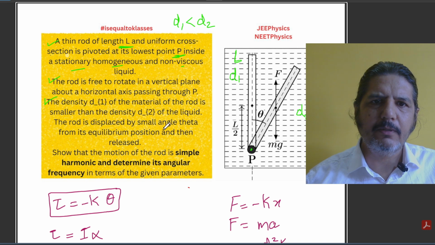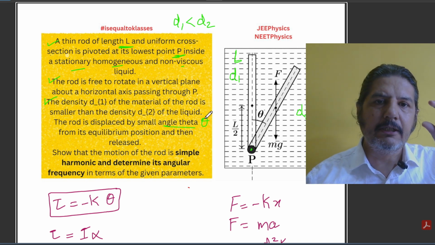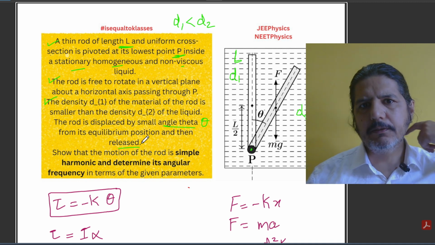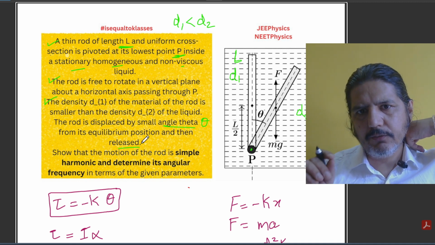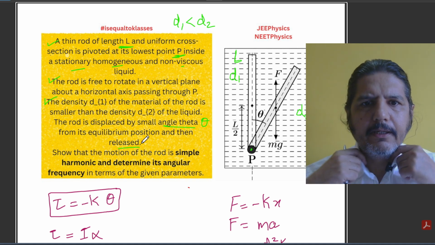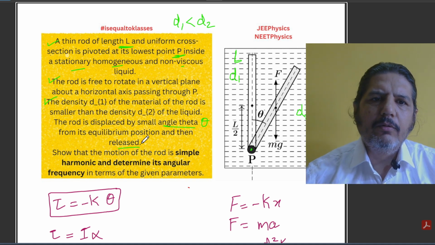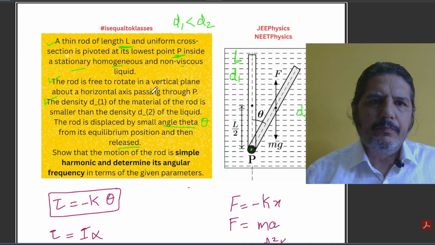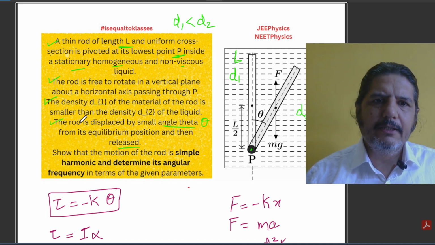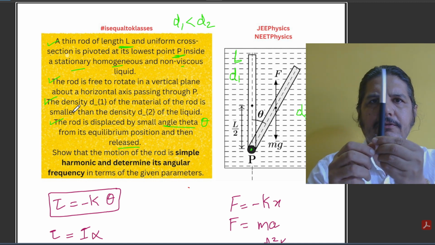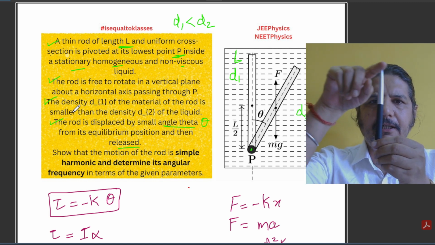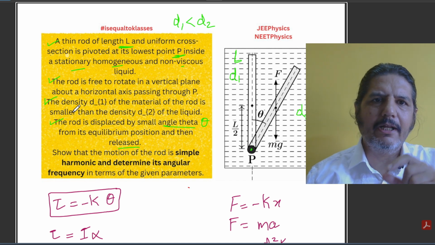The rod is displaced by a small angle theta from its equilibrium position and then released. Show that the motion of the rod is simple harmonic and determine its angular frequency in terms of the given parameters. So in the fourth line, what is happening is that this wooden stick is displaced by an angle theta. Now it is critical to understand that it's a small angle theta.